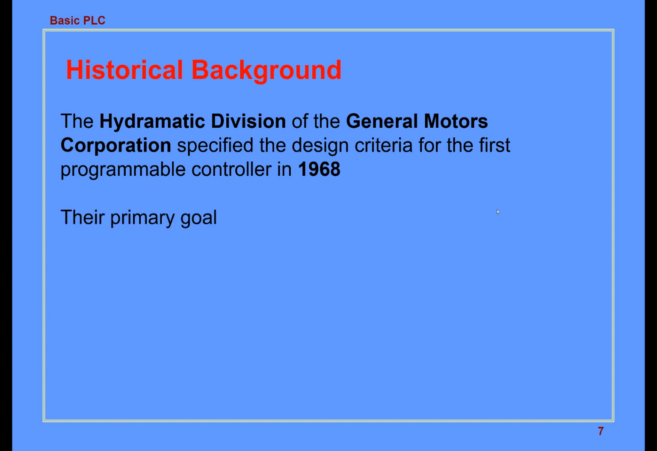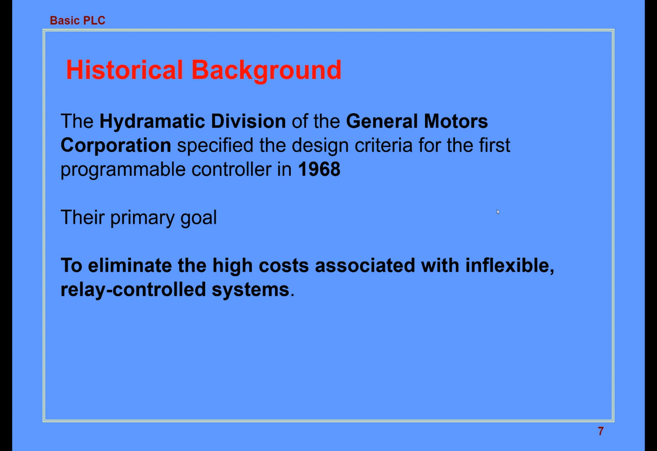So their goal was to eliminate the high cost due to inflexible relay control systems. One of the reasons that General Motors was so keen to come up with a very simple automated system is that, unlike the MyVi that has been pretty much unchanged for the last 5 to 7 years, right?